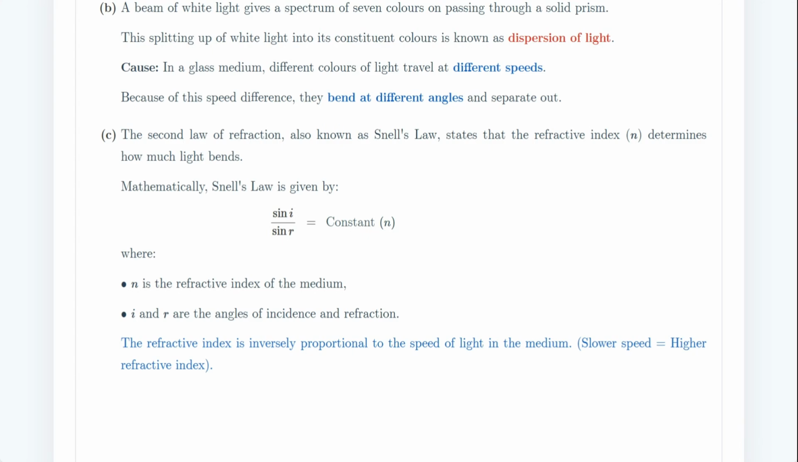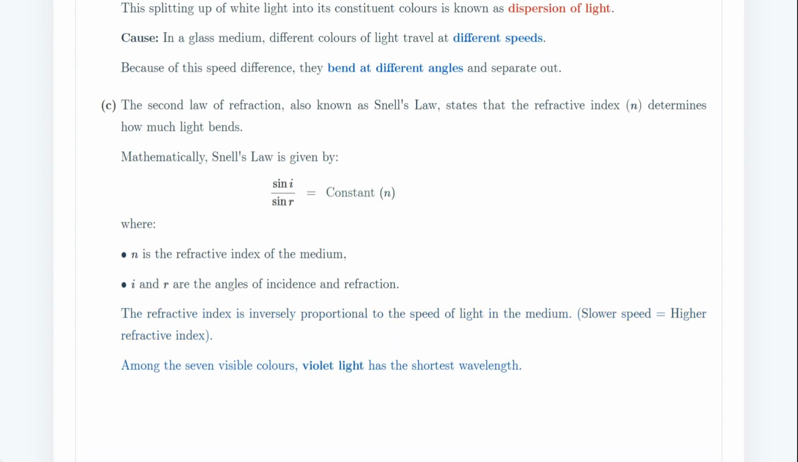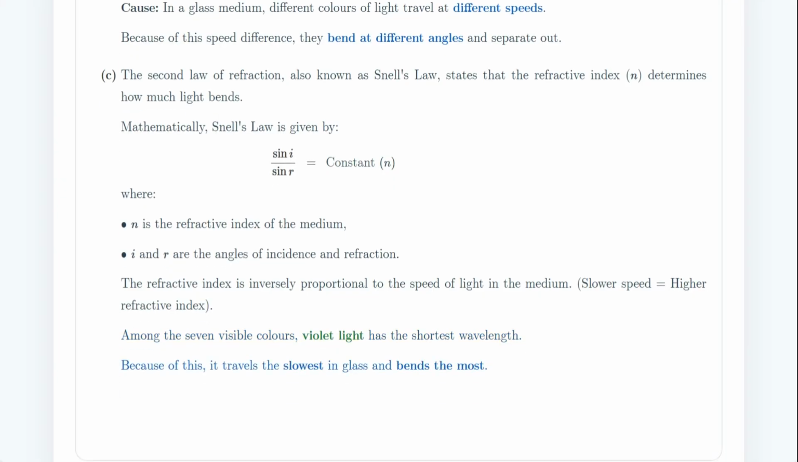Remember, the refractive index is inversely proportional to the speed of light in the medium. Simply put, slower speed means higher refractive index. Among the 7 visible colors, violet light has the shortest wavelength. Because of this, it travels the slowest in glass and bends the most.